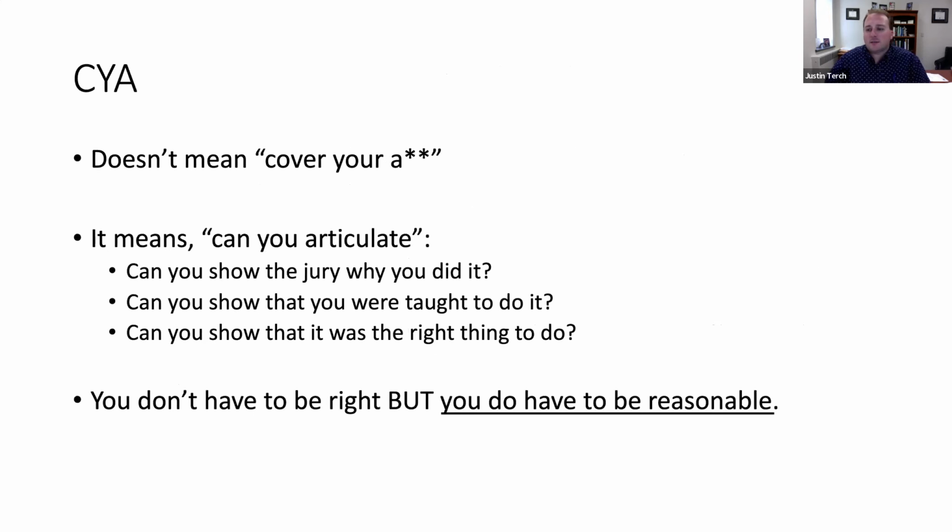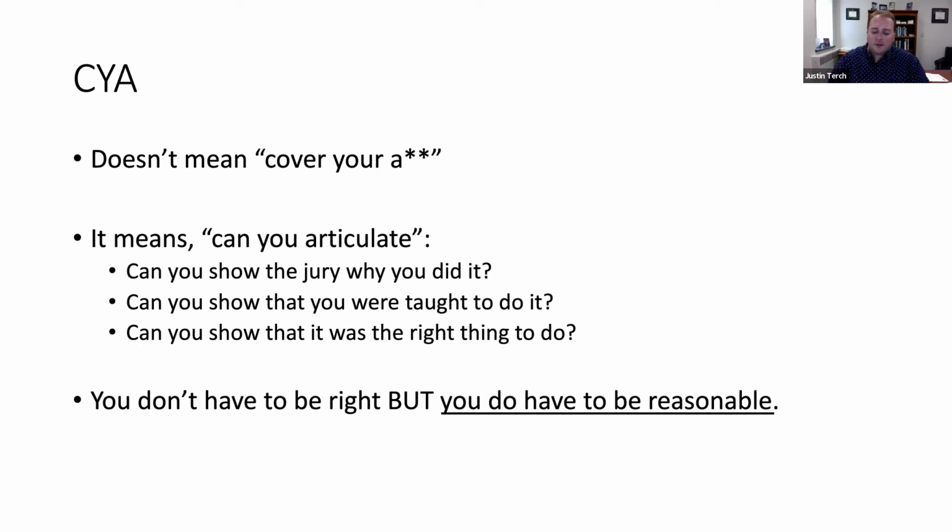So CYA doesn't mean cover your ass. That's not what it stands for in our context. It means, can you articulate? Can you give a convincing explanation that a reasonable, prudent person would believe? Can you show the jury why you did what you did? Can you show them that you were taught to do it in training like this one and others? Can you show them that it was the right thing to do?